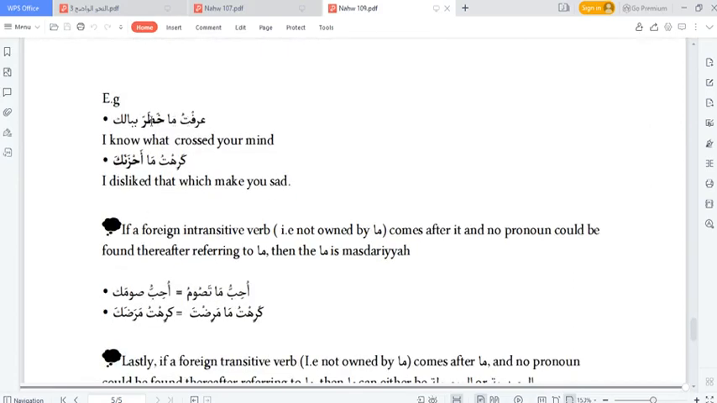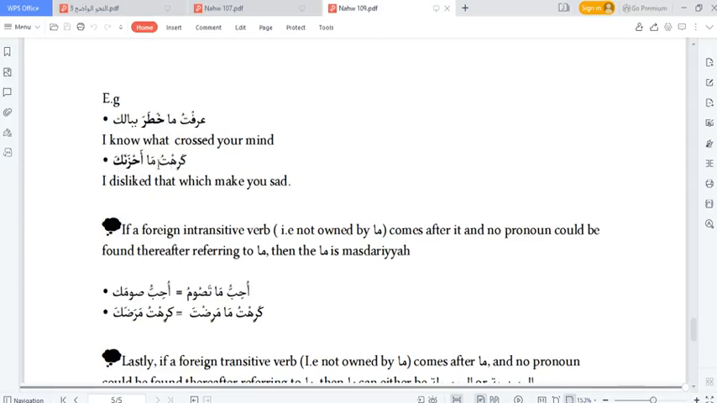See example: araftu ma khatara bi balika, I know what crossed your mind. So this khatara is what? It is the crossing, something that is crossing. Araftu ma, that which is crossing your mind. So definitely this khatara is for the ma. So it is ma mausula. I hope you get, because it owns it.